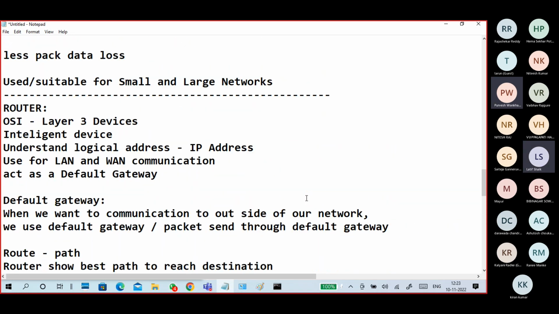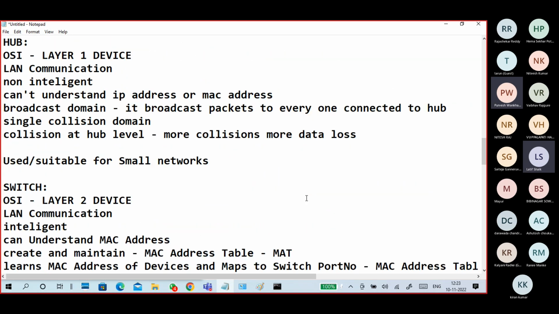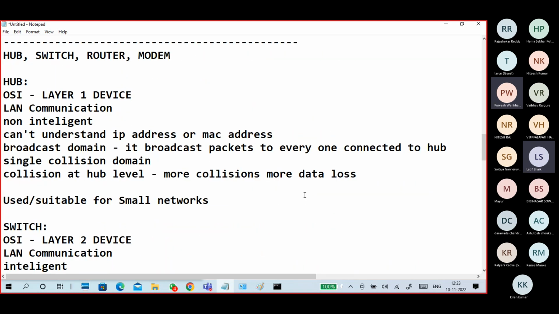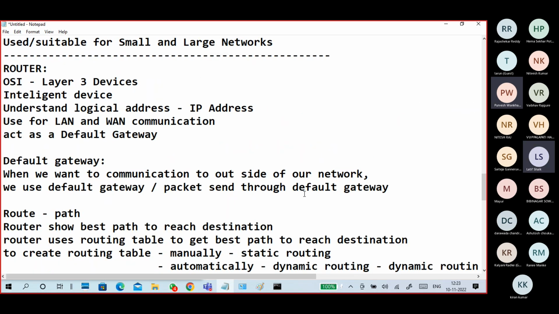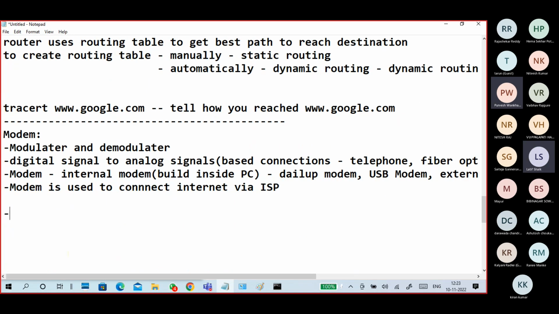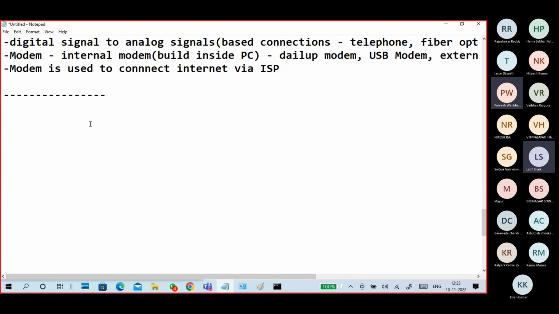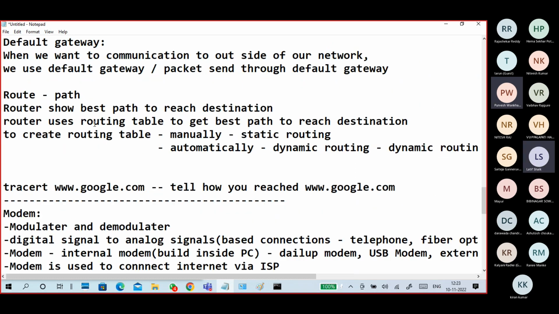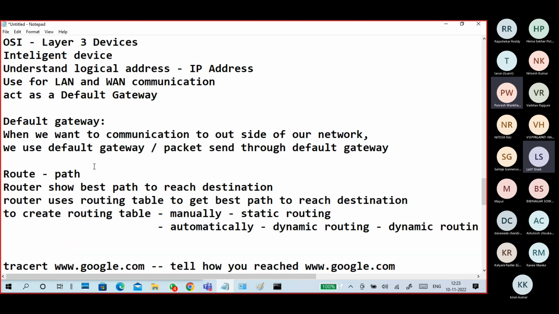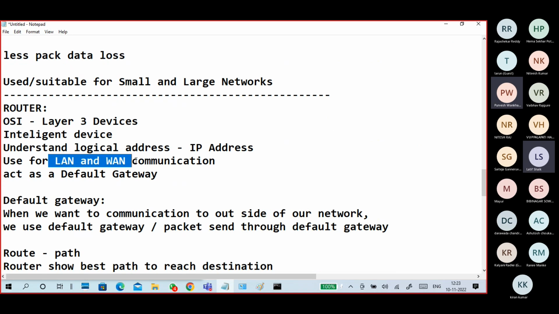Modem, default gateway, router, switch, hub. Of course, I didn't tell about the repeater. I will give you a small hint for a repeater also, guys. A router is for WAN connectivity and LAN connectivity, meaning one network to another network.